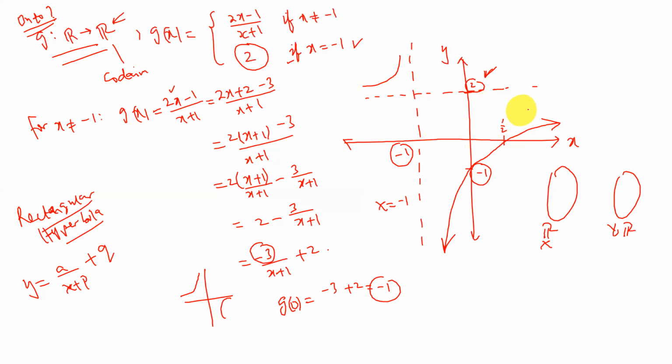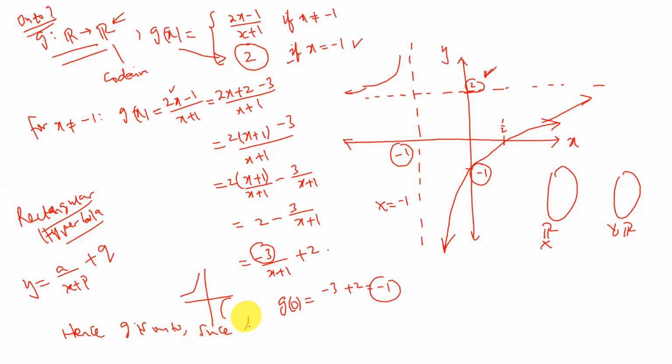The function could potentially never reach 2 because that's an asymptote. It could never reach 2 because it's an asymptote. But now this is allowing it to be 2 when x is -1. So in other words, hence g is onto.